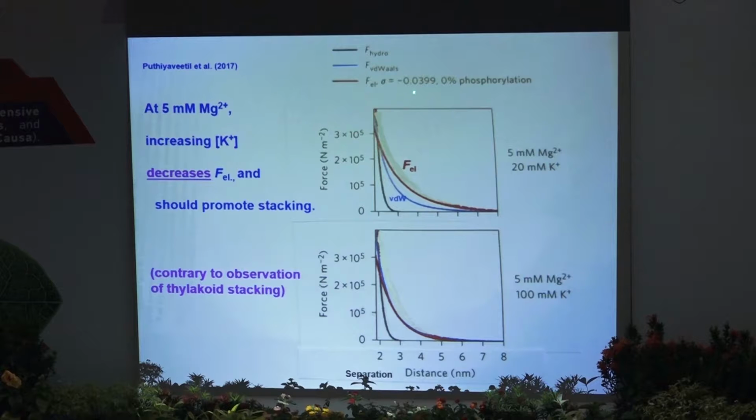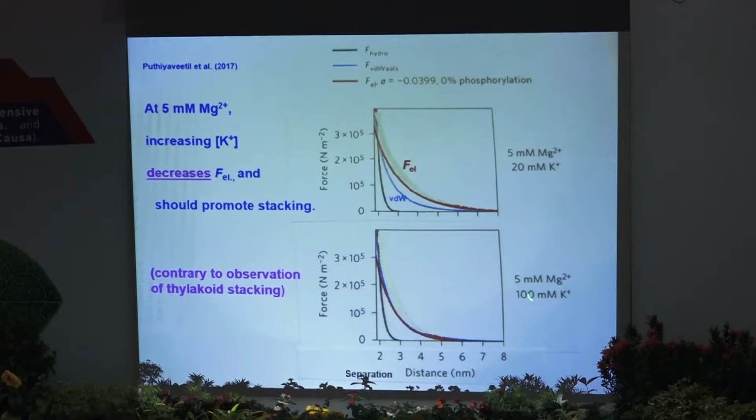The electrostatic repulsion based on this calculated surface charge density, without any phosphorylation of the proteins, varies like this for this ionic composition. Of course, it does depend on the ionic composition of the medium. At 5 millimolar magnesium and 20 millimolar potassium, for example, the repulsion is still greater than the attraction, so this is not expected to be too much stacking of the membranes.